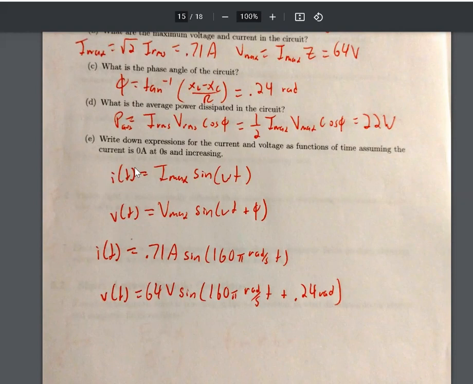All right, so our current is given by the maximum current times the sine of the angular frequency times time. And the voltage is given by the maximum voltage times the sine of the angular frequency times time plus the phase angle. So we found all of these in the preceding parts, so we just plug them in. So our current is 0.71 amps times the sine of 160 pi radians per second times time. And our voltage is 64 volts times the sine of 160 pi radians per second times time plus 0.24 radians.